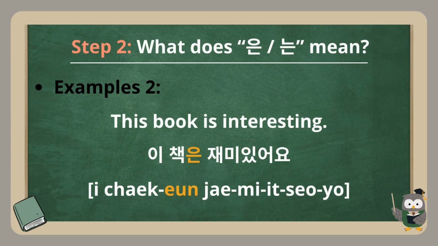Next, 이 책은 재미있어요, which means this book is interesting. Here, 이 책은 makes this book the topic of the sentence. We're focusing on the book and giving information about it, that it's interesting. This is another way eun-neun sets the topic and focus.